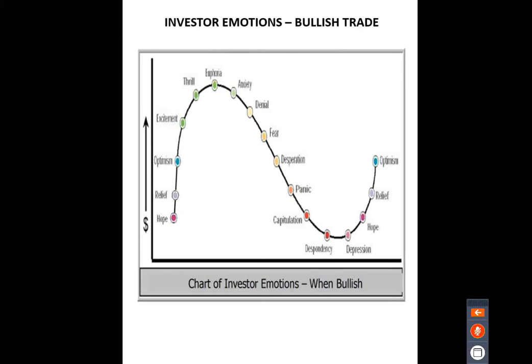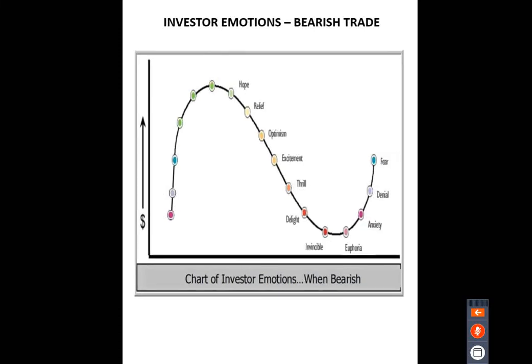On the bearish side, same set of emotions, but in reverse. So the price is going up, starts to roll over. You buy in a put. And when you buy in, you say, oh man, I hope this thing drops. And then you're relieved that it does. And then you're optimistic the sucker's going to zero. And then you're excited because it's on its way. And then you're thrilled, look at all the money you're making, and you're so happy.